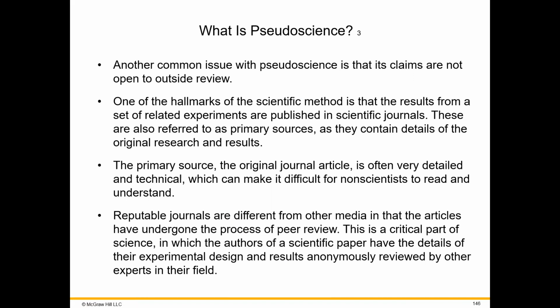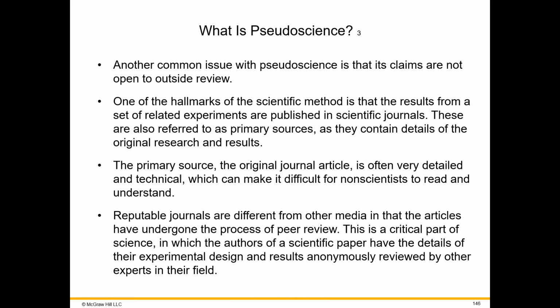Now, reputable journals are different from other media in that the articles have undergone the process of peer review. This is a critical part of science in which the authors of a scientific paper have the details of their experiment design and results anonymously reviewed by other experts in their field. This is called peer review. The reviewers critique each part of the paper, suggesting changes that would improve the study design or the validity of the results. These suggestions are then taken to the original authors, and often these changes must be made before the paper is accepted for publication.